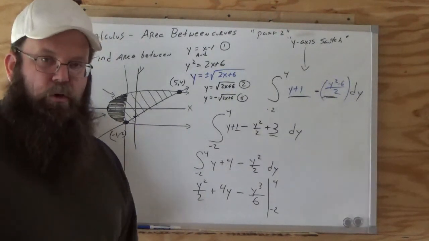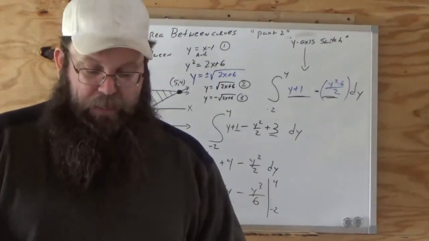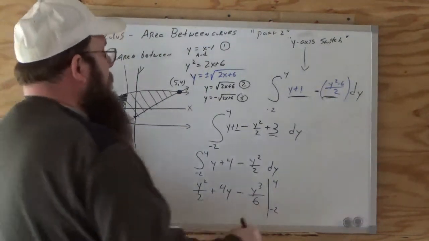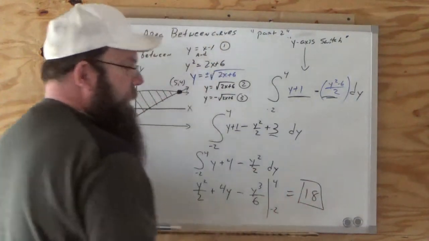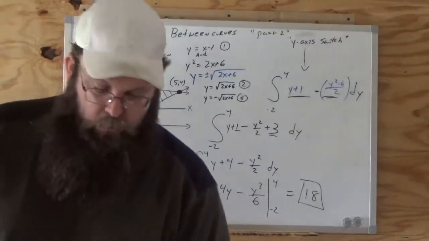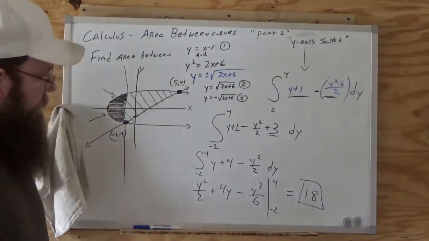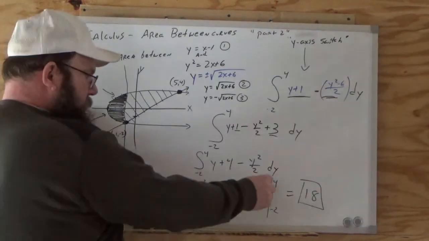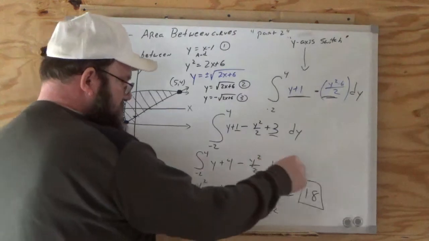I'm not going to bore you with the plugging and chugging because I know that you can finish that part. So try that part on your own, and when you plug all this in, you should get 18. Okay? You should get 18. So plug all that in. Y squared plus 4y minus y cubed over 6. Plug in the 4 everywhere. Subtract. Plug in the -2 everywhere.